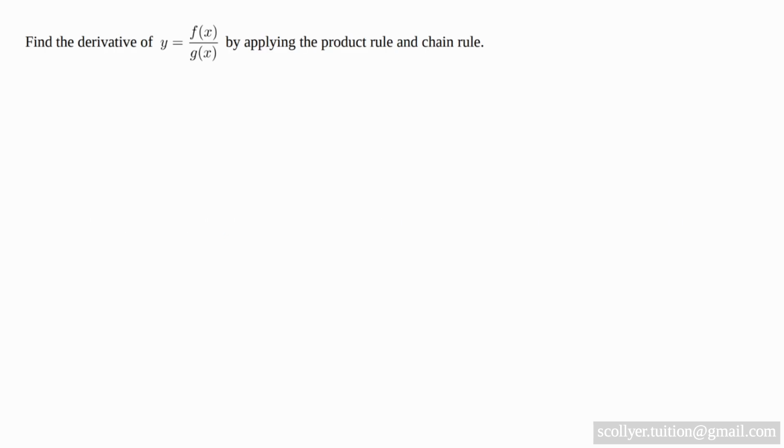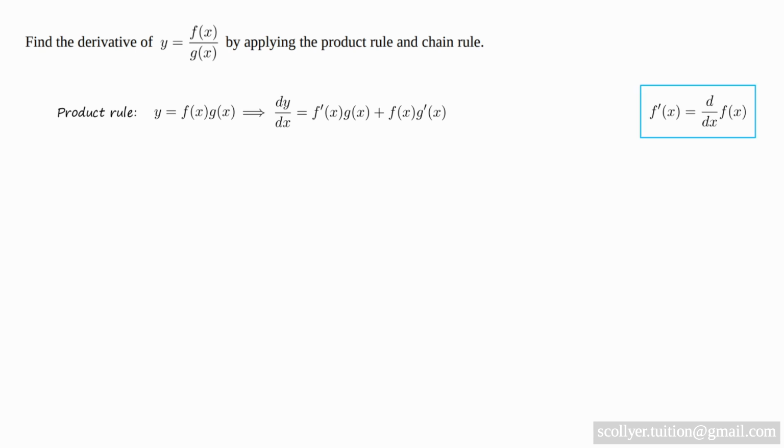Find the derivative of y equals f of x over g of x by applying the product rule and chain rule. The product rule says that if y is the product of the two functions f of x and g of x, then dy by dx equals f dashed of x times g of x plus f of x times g dashed of x. And we recall that f dashed of x means the derivative of f of x.